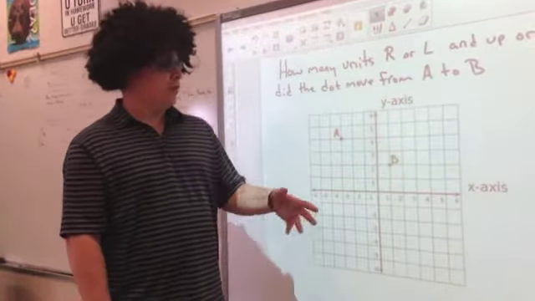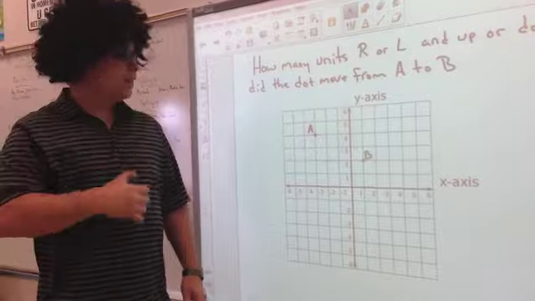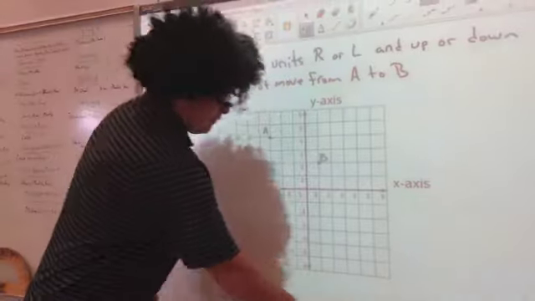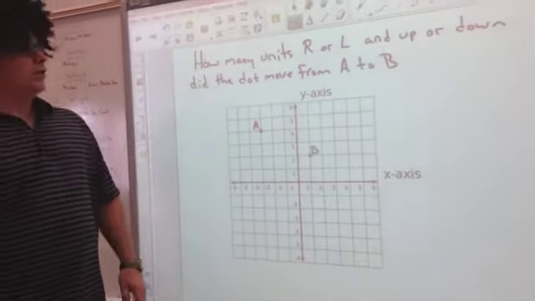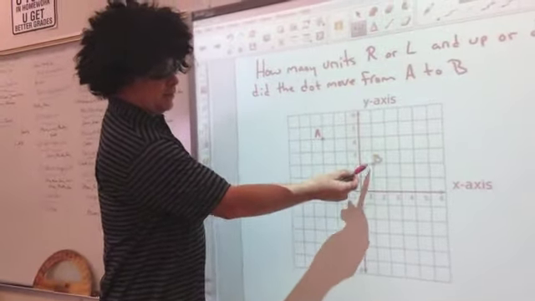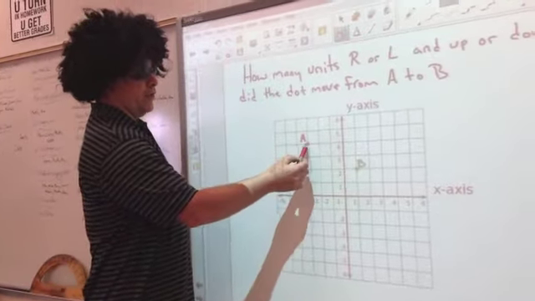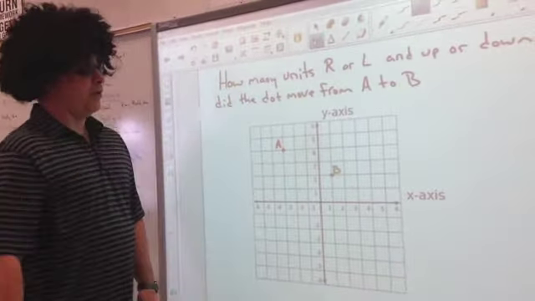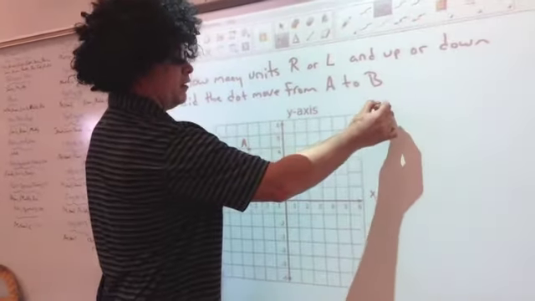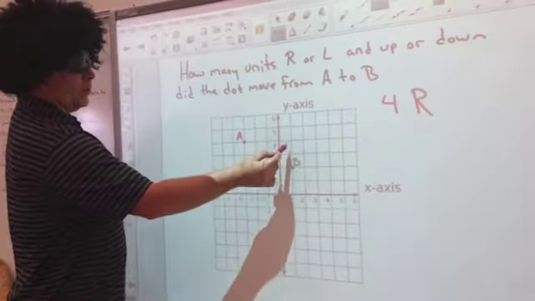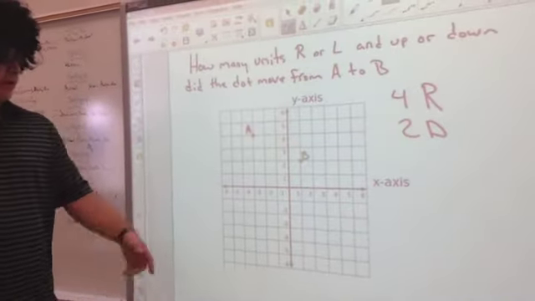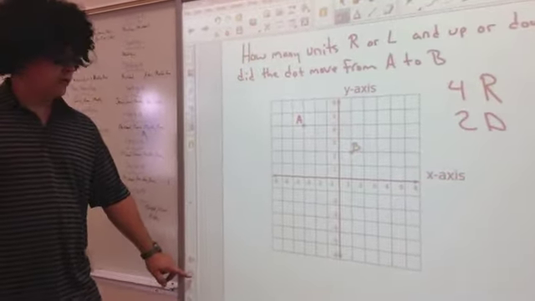Let's see what happens when we show it with the Cartesian plane now, and we get into negatives and all that kind of stuff that we talked about last week. Here it says how many units right or left and up or down did the dot move from A to B. So we went from A down to B. So we have to figure out how far did it go to the right and how far did it go up or down. In this case, we have 1, 2, 3, 4 to the right, and we went 1, 2 down, just like we did before, but now we have the full Cartesian plane on there.